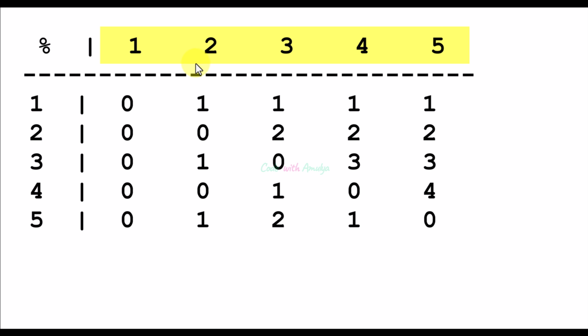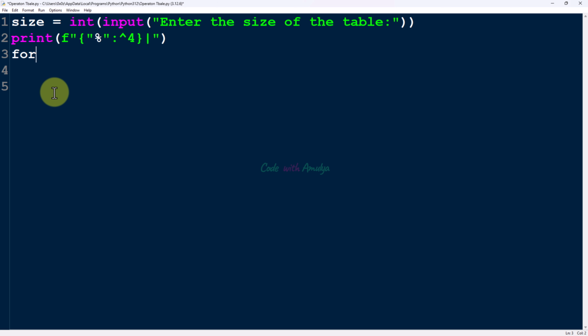In the next section, we want to print column numbers 1, 2, 3, 4, 5 like this. Column number starts from 1 and ends at 5. 5 is the size of the table here. For that, we'll use for loop. I'll take range function and range as 1 to size plus 1. If size is 5, we'll get the column number as 1, 2, 3, 4, 5. We want to print that, so print column number.